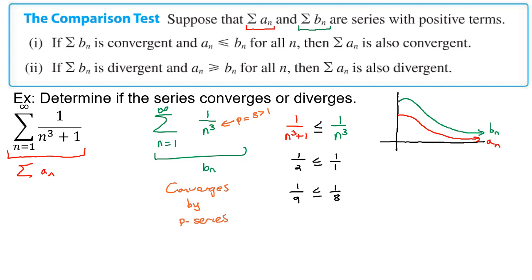So we're basically looking at this first one right here. If b sub n is convergent, which it is, and a sub n is less than or equal to b sub n for all n, which it is, then I know a sub n converges. So by comparison, the series must also converge, which is the answer.